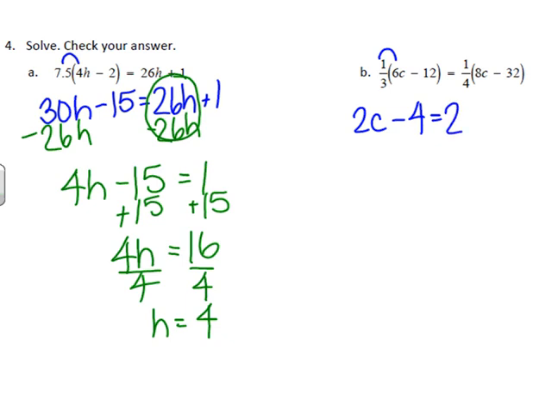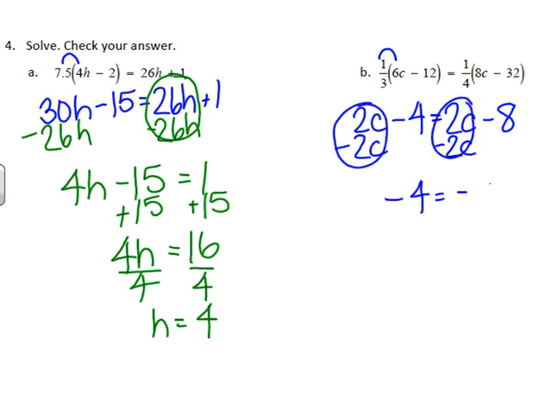1/4 of 8c is 2c. And 1/4 of negative 32 is negative 8. All right, I'm going to combine variables first. 0 pair on each side, and we get negative 4 equals negative 8. Now that is a false statement, so we're going to say that c has no solution. Okay, so remember that means that there is no number that we could plug in for c and have that equation be balanced on both sides.